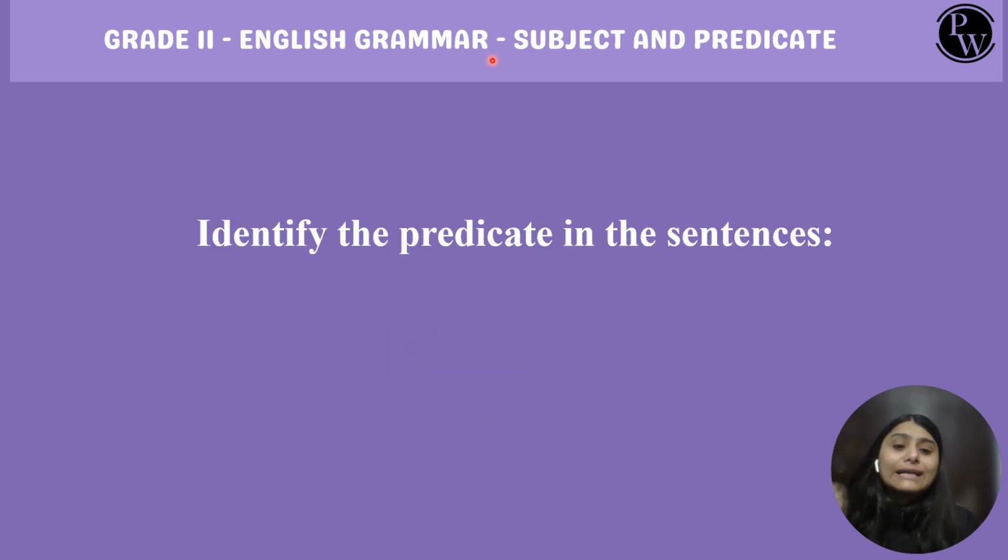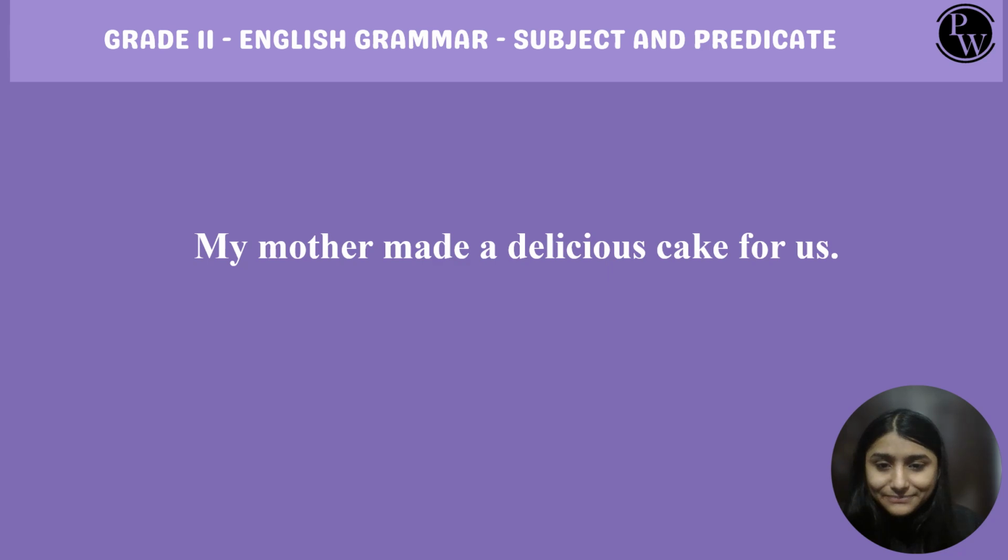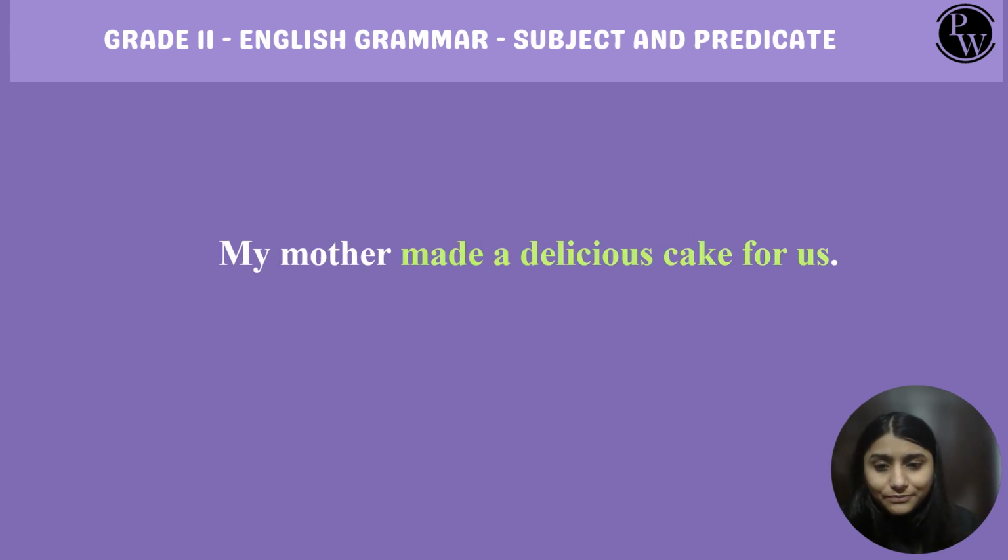Now we have another task at hand. We have to identify the predicate in the sentences. Okay, let's start. My mother made a delicious cake for us. It's simple. What did the mother do? That's right. She made a delicious cake for us. So made a delicious cake for us becomes the predicate of the sentence.